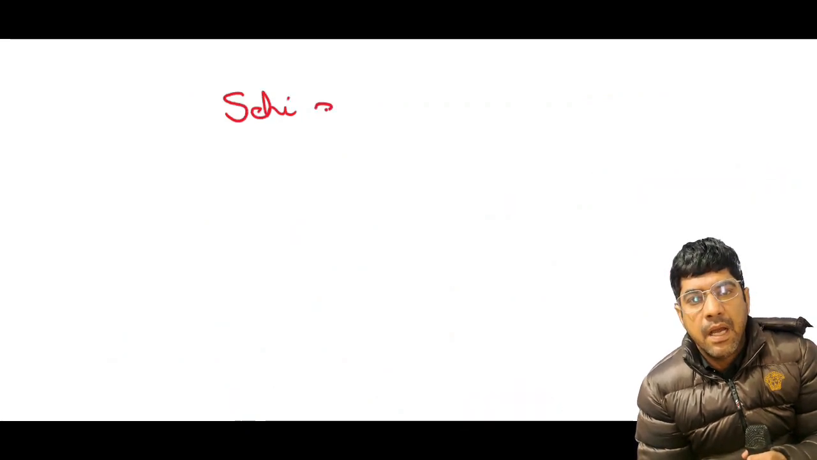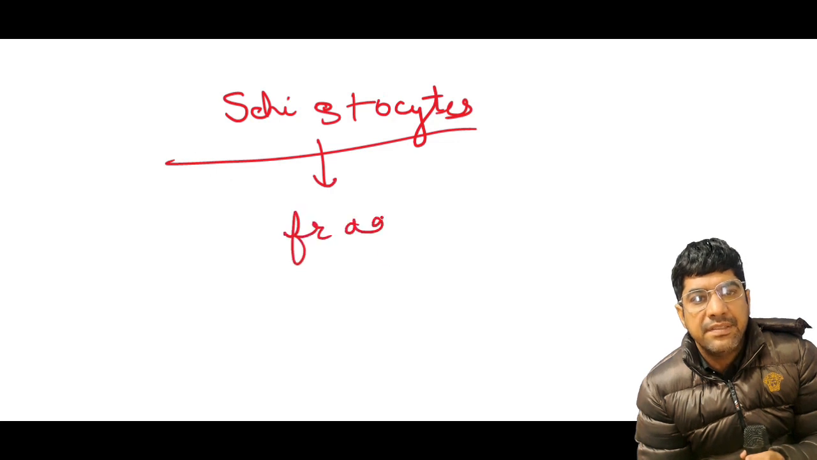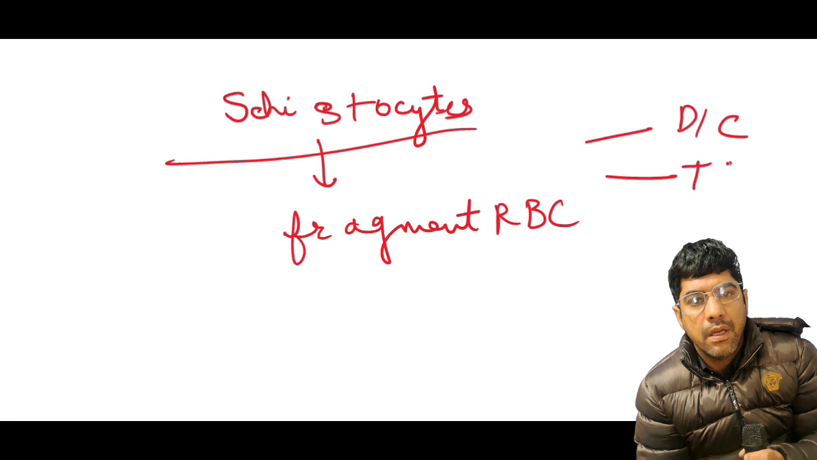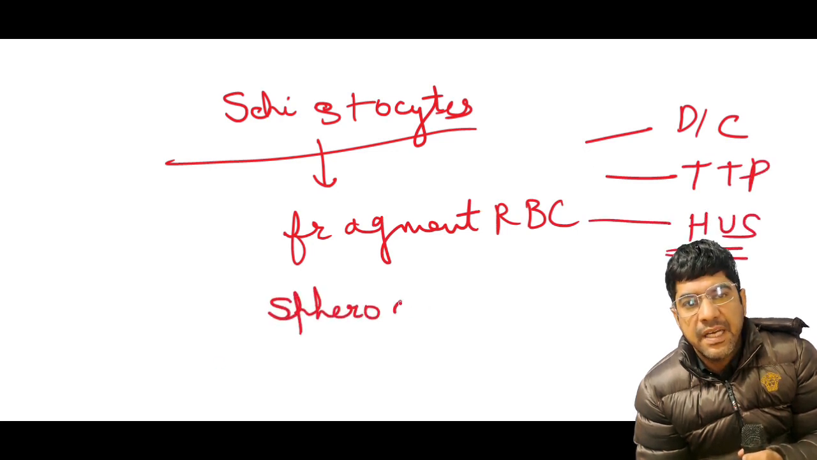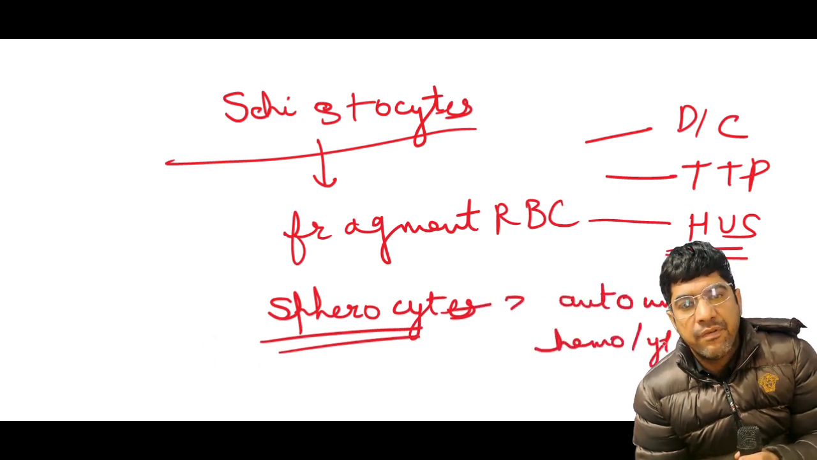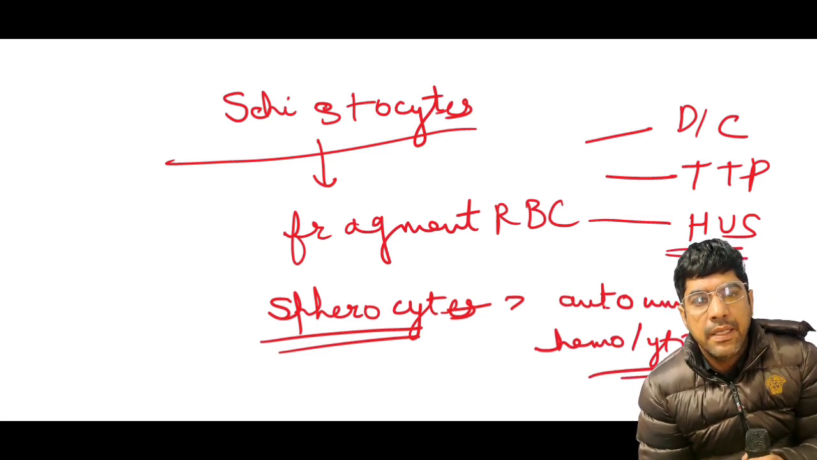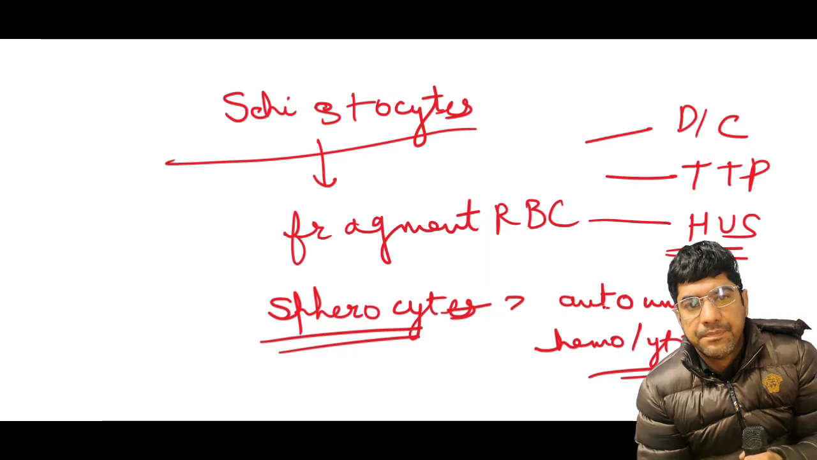The fragmented RBCs are often associated with systemic diseases like TTP or DIC, etc. Spherocytes are the small, dense, spherical red blood cells lacking central pallor. They are suggestive of conditions like autoimmune hemolytic anemia or hereditary spherocytosis.